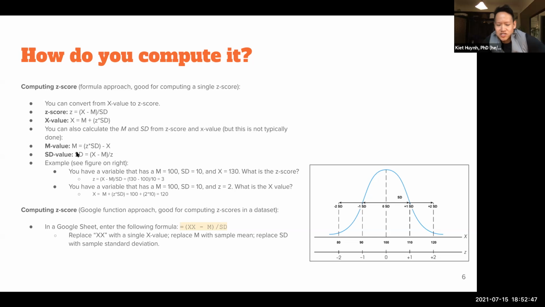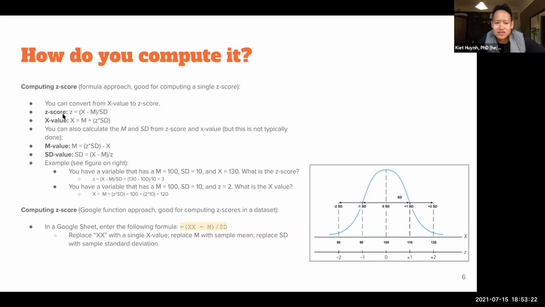And you can always switch this formula around to compute the mean if you have the Z score, the standard deviation, and X, or if you want to compute the standard deviation from the X, the mean and the Z score. Usually you don't need to compute the mean value or standard deviation value. I just put it here for demonstration purposes, but this is very rarely asked about in practice. Usually they're asking you to compute the Z score or the X value. This is helpful if you are computing a single Z score.